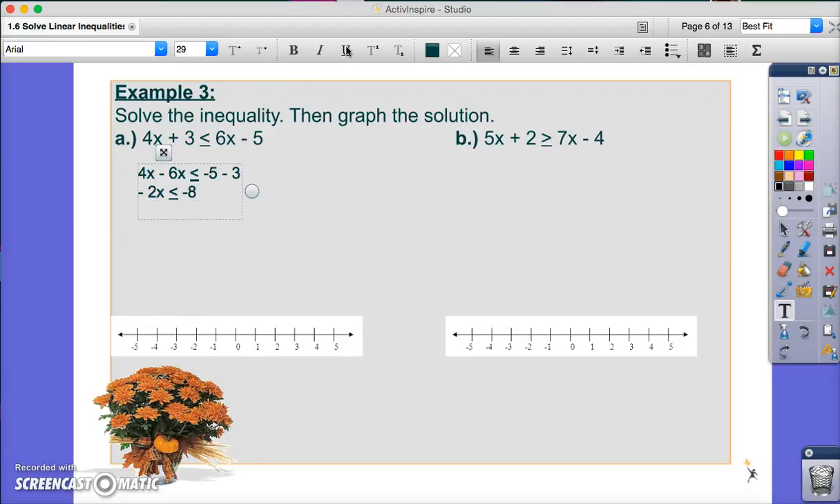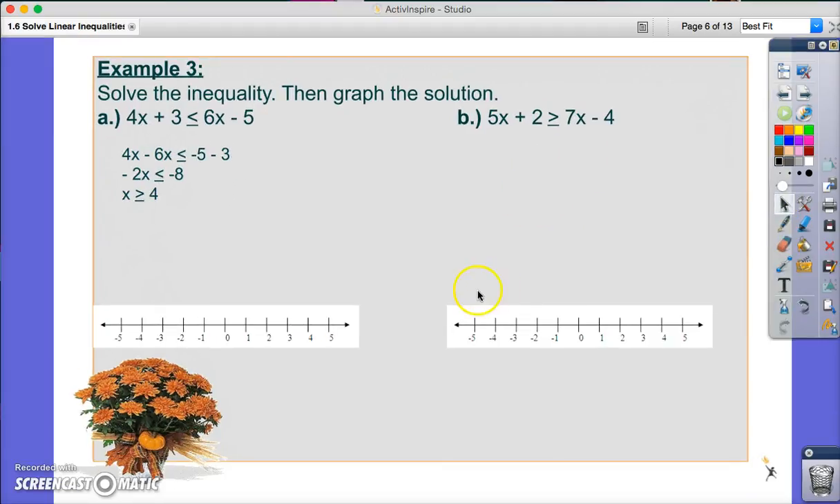And be careful, we're going to divide both sides by negative 2. When we divide by negative 2, watch what happens here. Negative 2x divided by negative 2 is just x. Don't forget, because it's divided by a negative, the inequality switches. And negative 8 divided by negative 2 is 4. And that's our answer: x greater than or equal to 4.